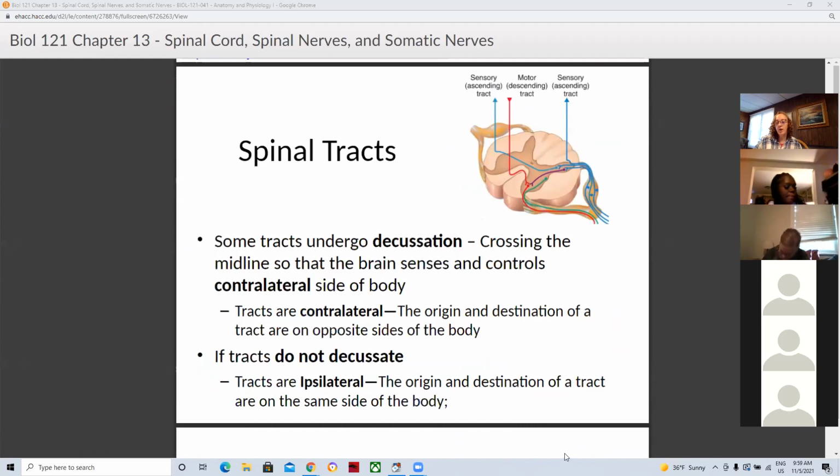Some tracts undergo decussation, meaning they cross the midline so that the brain senses and controls the contralateral side of the body.